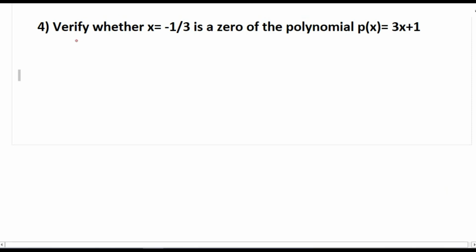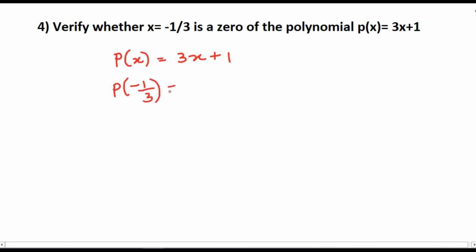The next type of question is, verify whether x equal to minus 1 by 3 is a zero of this polynomial p of x equal to 3x plus 1. So how will you verify? We know that if x equal to minus 1 by 3 is a zero of the polynomial, then if you substitute the value in the place of x, you should get the answer 0. So 3 into minus 1 by 3 plus 1. Let us simplify this. 3 and 3 cancel. Minus 1 plus 1 is 0. So we can say that x equal to minus 1 by 3 is a zero of this polynomial p of x equal to 3x plus 1.